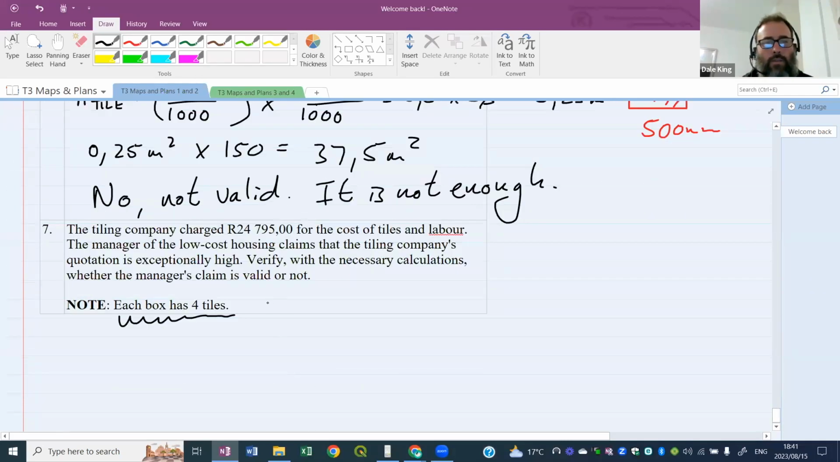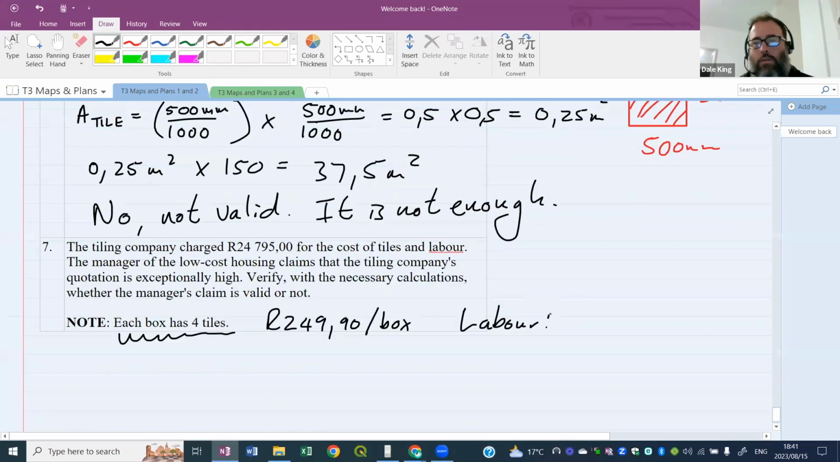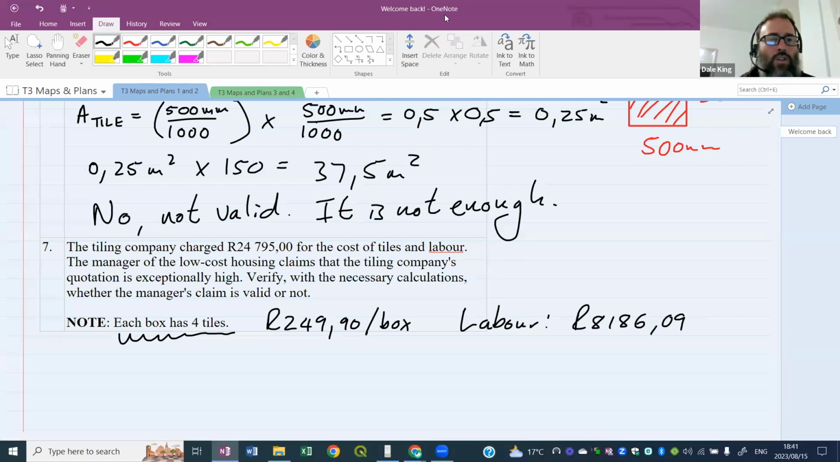I'm going to write this here: 249.90 per box, and there's 4 in a box. And labor costs 8186.09. So we're going to work this whole job out and say, is that charge of 24,795 valid or not?